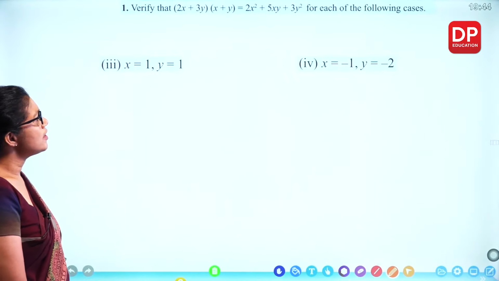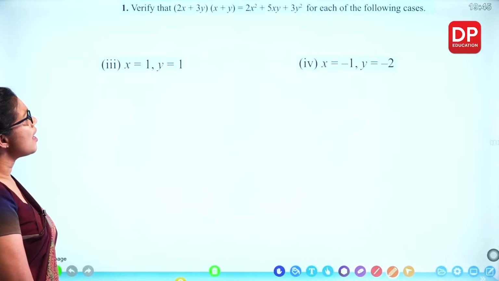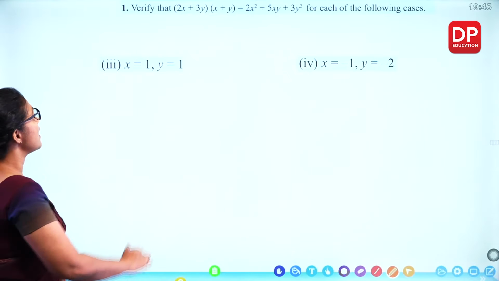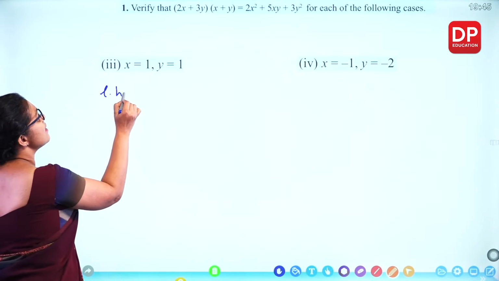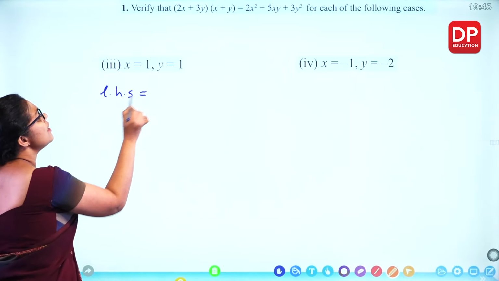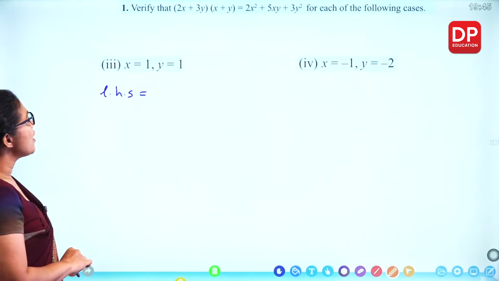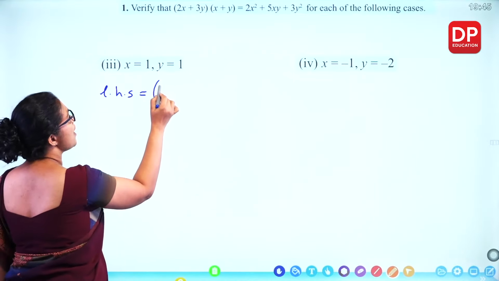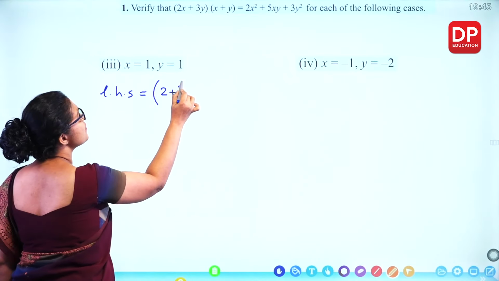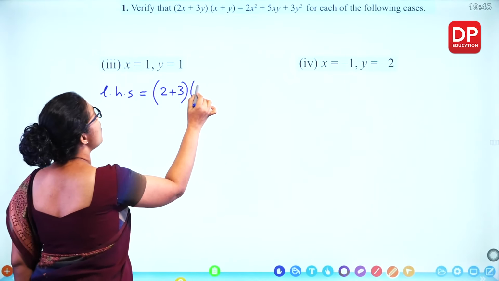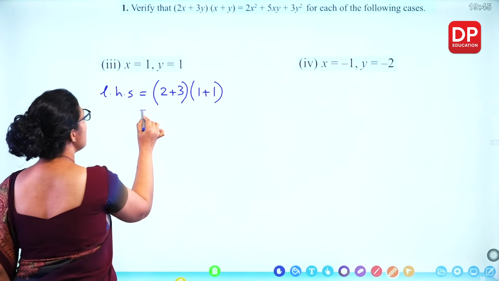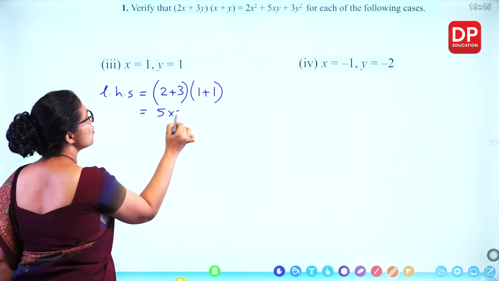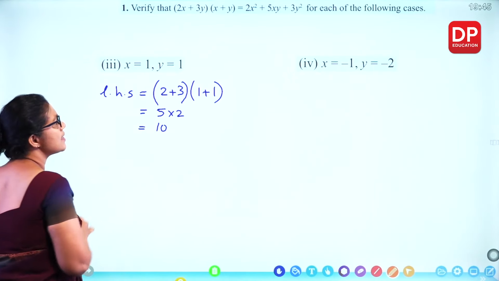Again, you have given two different values and asked to verify. So what you do when you want to verify is take the left hand side and show that it's equal to the right hand side. So when you are substituting 1 and 1, what happens to the left hand side? You get 2 times 1 is 2, 3 times 1 is 3. The other bracket is 1 plus 1. When you are simplifying that, 2 plus 3 is 5 and 1 plus 1 is 2. So 2 times 5 is 10.